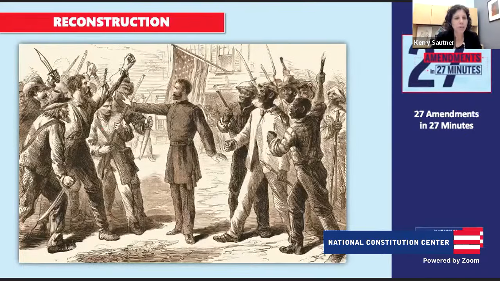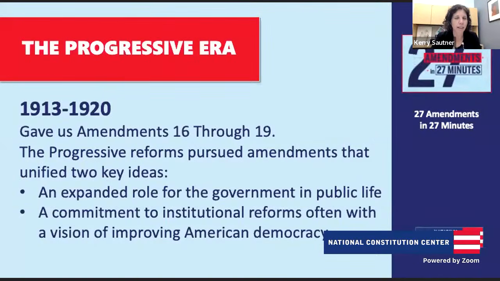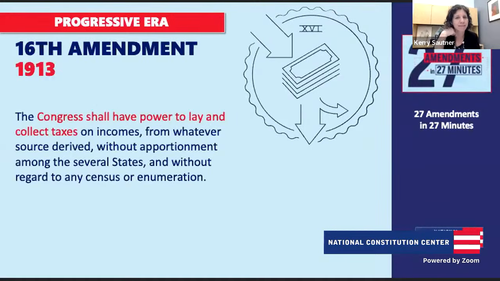Awesome. Now, the next grouping is the Progressive era, 1913 to 1920, again a short period of time here. And we have amendments 16 through 19 come through. So let's dive into the 16th Amendment. Yeah, so the 16th Amendment, ratified in 1913, gave Congress the power to pass an income tax. And this is another amendment that's a response to a Supreme Court decision.